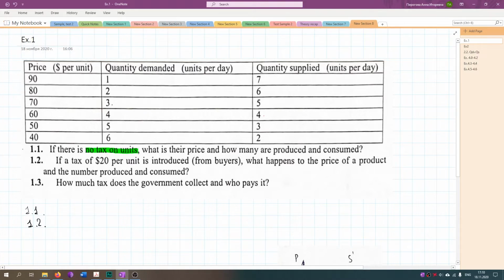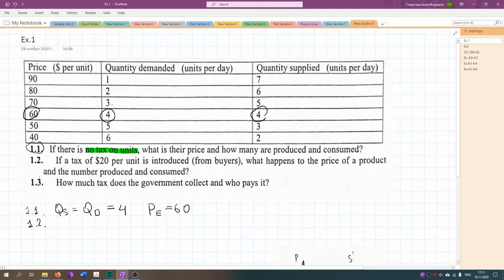And in our first task, we don't have a tax on units. This means that quantity supplied will be equal to quantity demanded. And we need to find such a row in the table that quantity demanded will be equal to quantity supplied. And if you look at the table carefully, you will notice that on this row, our quantity supply is equal to quantity demanded and is equal to 4. And the price equilibrium in this case will be 60.